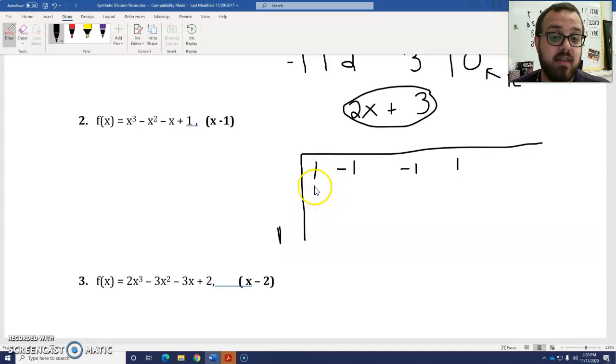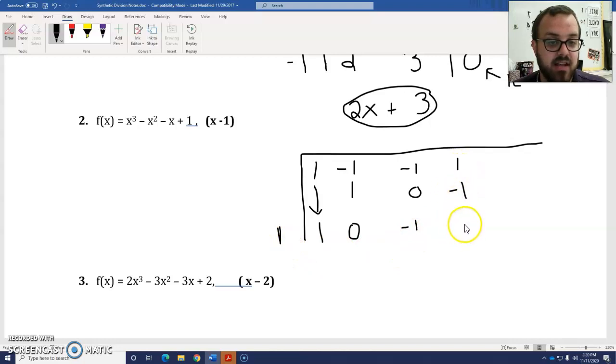I'll start by bringing down that first number, whatever it is, you just bring it right on down. Then we're going to multiply. 1 times 1 gives me 1. I add these together, I get 0. 1 times 0 gives me 0. I add these together, I get -1. 1 times -1 gives me -1. Add these together, I get 0. Whatever your last number is, that's your remainder. Lucky me, I have a remainder of 0. Then I go backwards. This one's going to be my constant term. This would be my x term, so I don't really need to write it because it's 0. This would be my x squared term.